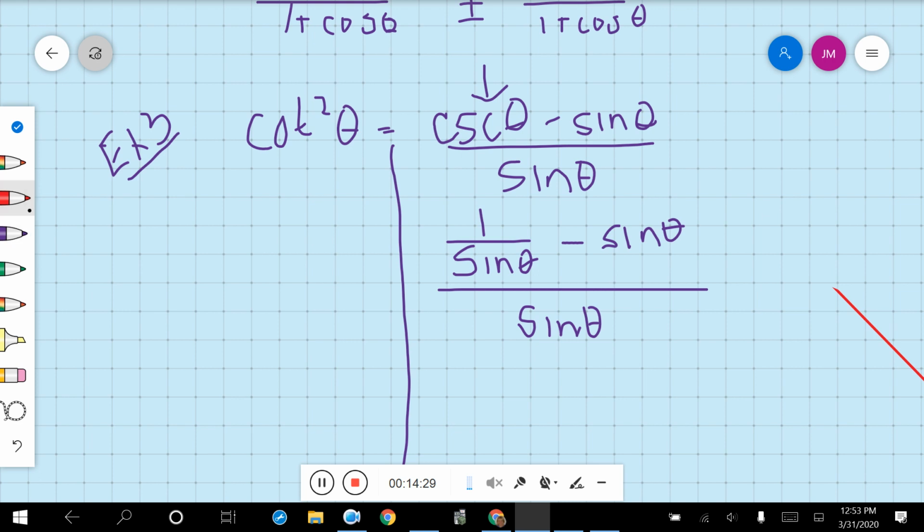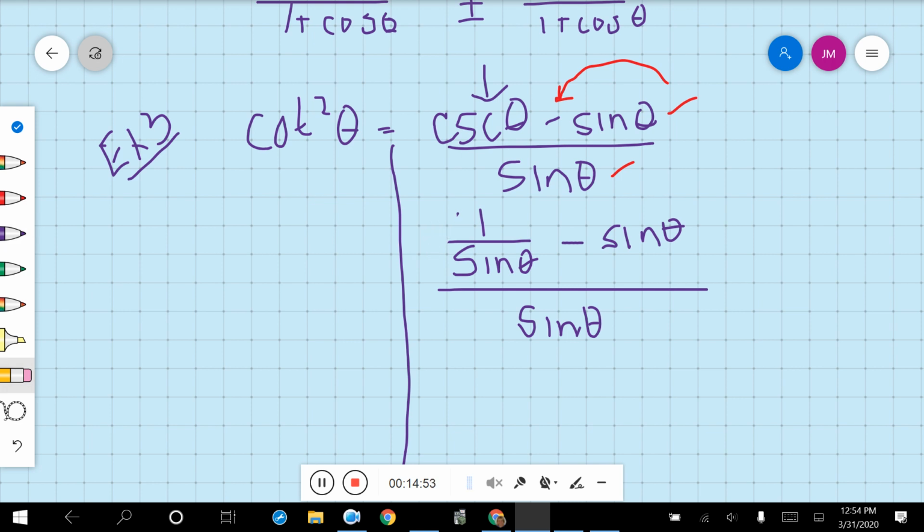Now, I can't tell you how many people want to cancel this sine with that sine. And you can't do it because this sine is attached with a subtraction. You can only cancel across multiplication. Okay, so now the trick I want to show you here, this is something called a complex fraction. You have fractions within your fraction.